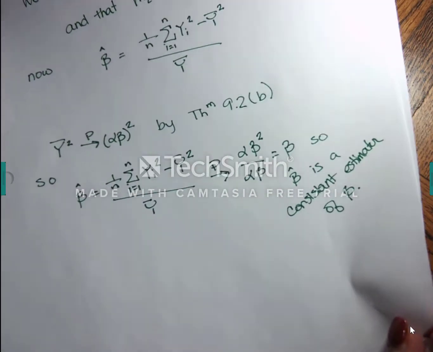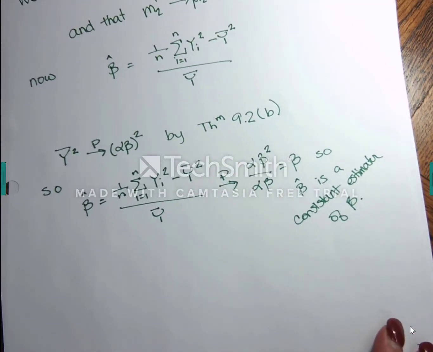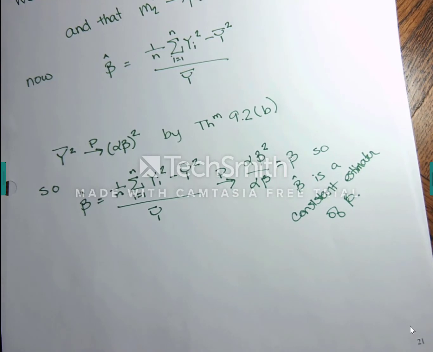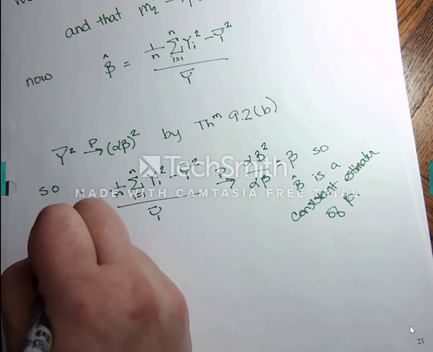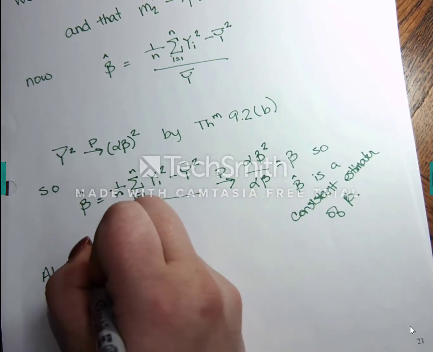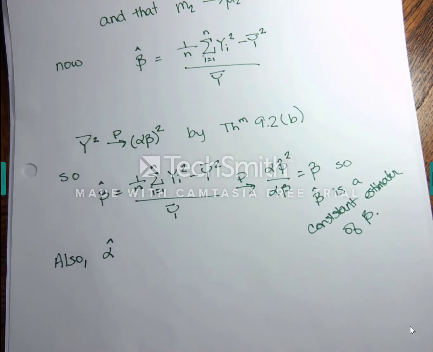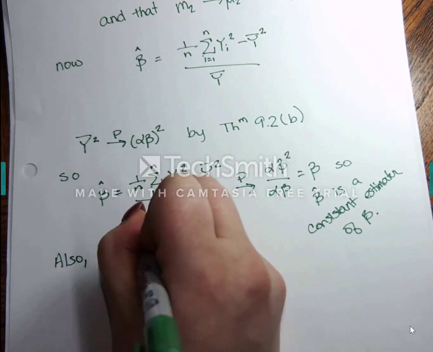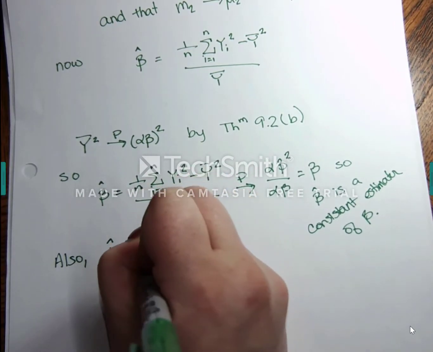So also, remember, we've just shown that beta hat is consistent. We also want to show that alpha hat is consistent, so that's the next thing we need to do. So also, alpha hat is equal to y bar over beta hat.